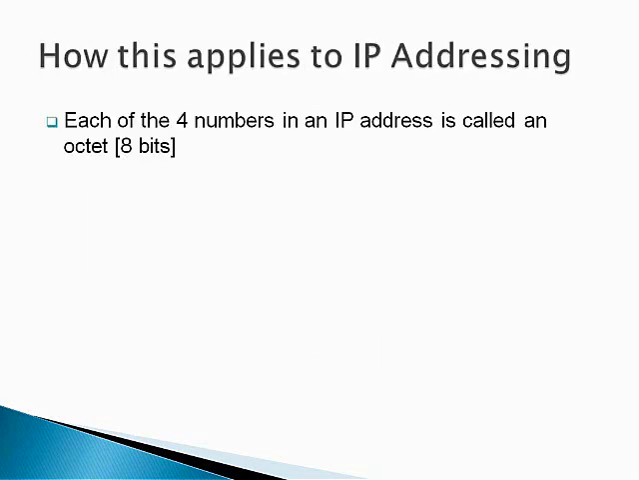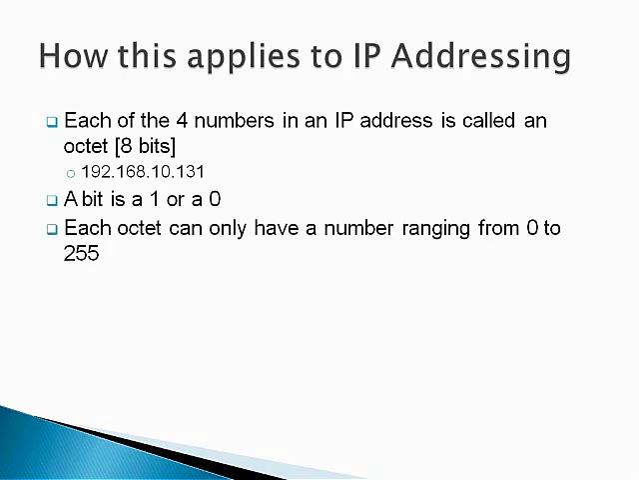How this applies to IP addressing. Each of the 4 numbers in an IP address is called an octet. 8 bits in each one of those octets. Here's a decimal equivalent of an IP address that happens to be on the computer I'm using right now, 192.168.10.131. We're going to learn how to apply that and put it into a binary bit stream so that the computer can read it, because the computer does not read decimal. A bit is represented once again as a 1 or a 0. Each octet can have a number ranging from 0 to 255.